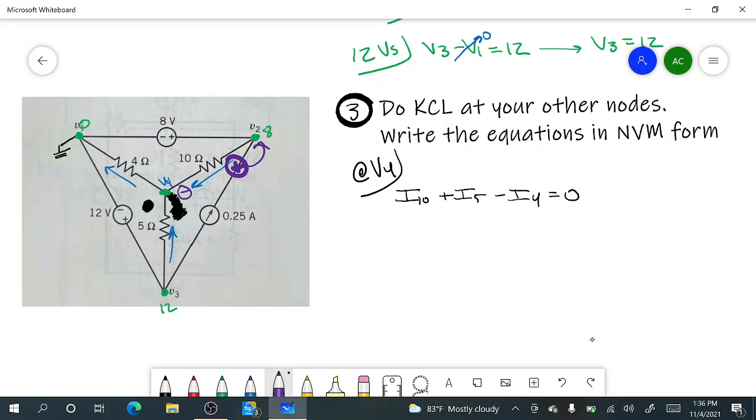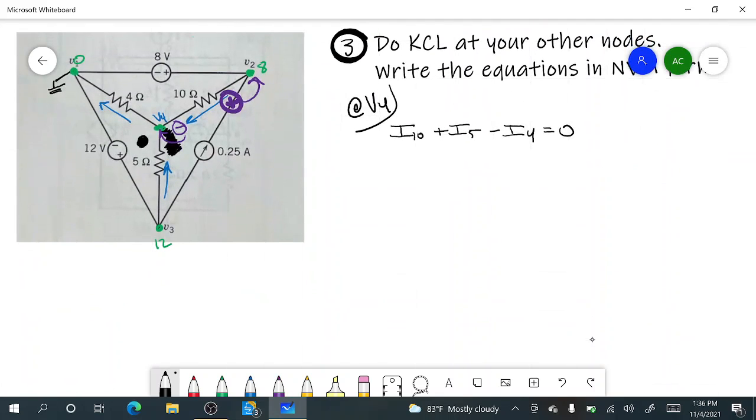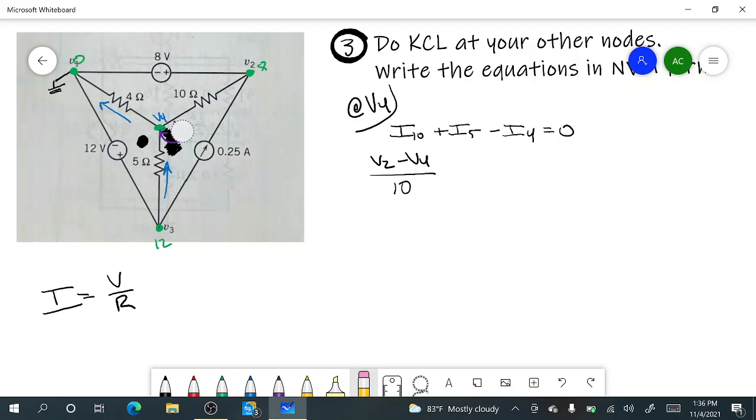So the plus is touching V2, and the minus is touching V4. So I10, you can write it as V2 because it starts on the plus, minus V4. We know I equals V over R. So V2 minus V4 is going to be the voltage, and the R is going to be 10. And that's how you write the current passing through the I-10, okay?